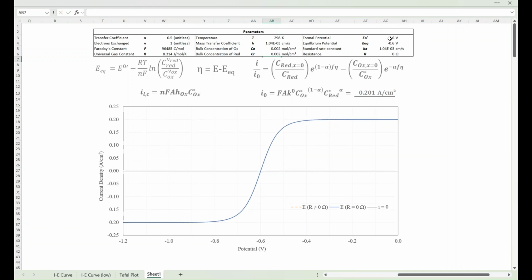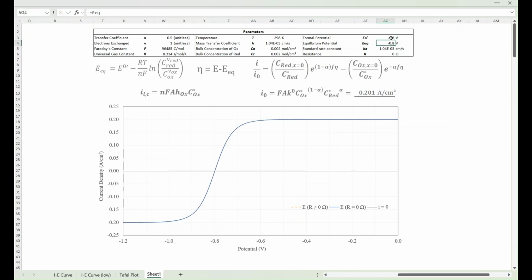So let's take a look and see how our formal potential impacts things. Let's make that -0.4 instead. Now we have an even more dramatic shift to the right because we changed our formal potential to be more positive. The opposite thing will happen if we go more negative.